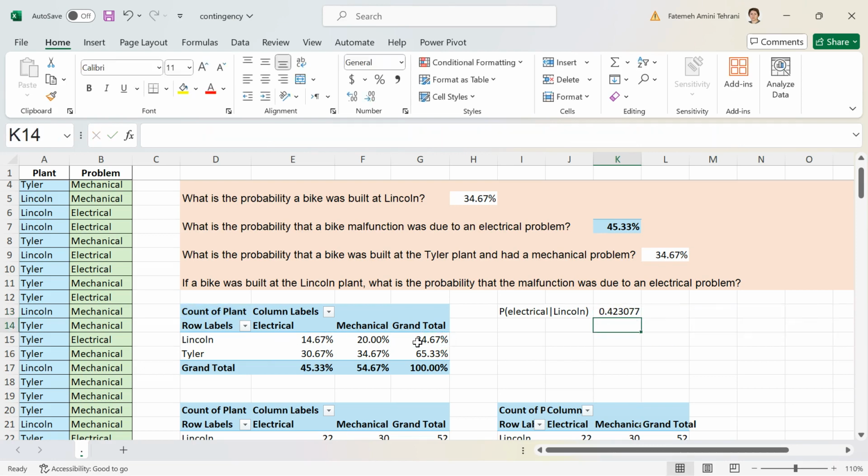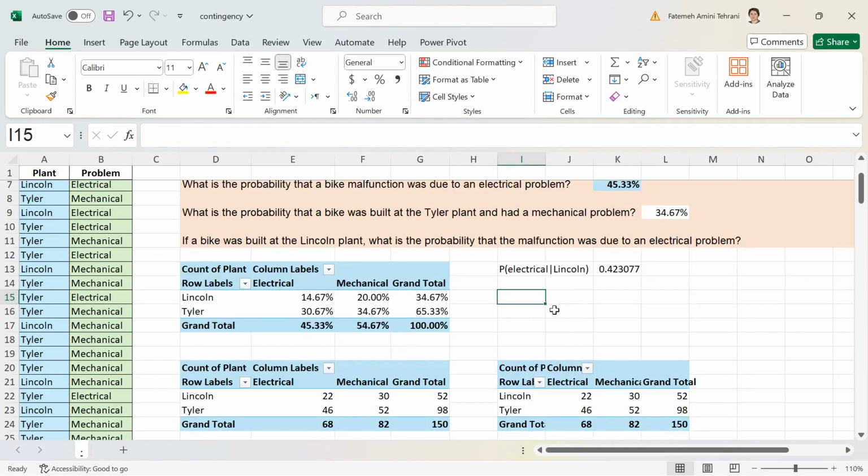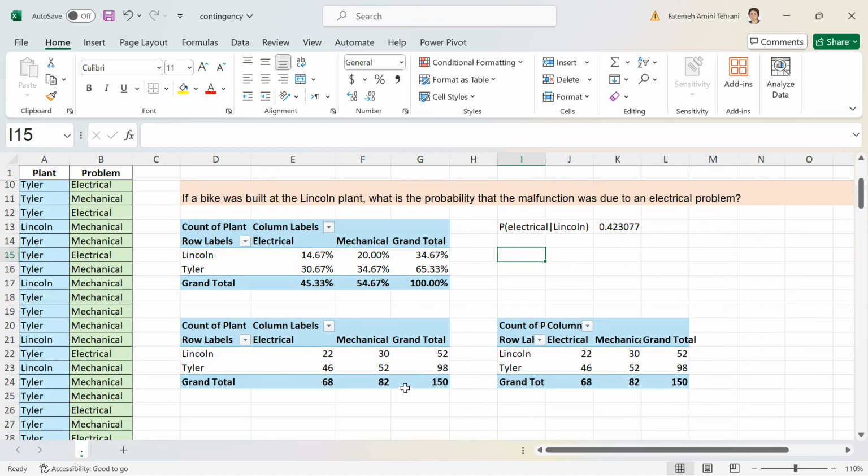34.67% in there. So it's the probability that the malfunction was due to an electrical problem if the bike was built at the Lincoln plant. It's one method to find this probability. Another method to find the same number, 0.423077, is to make a conditional probability from the contingency table.